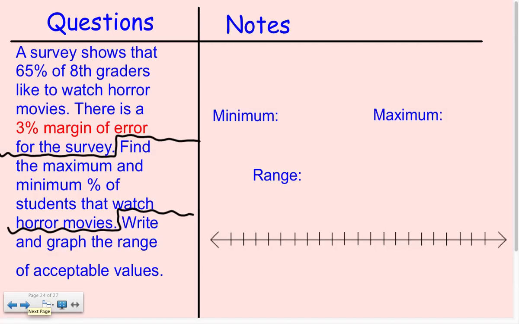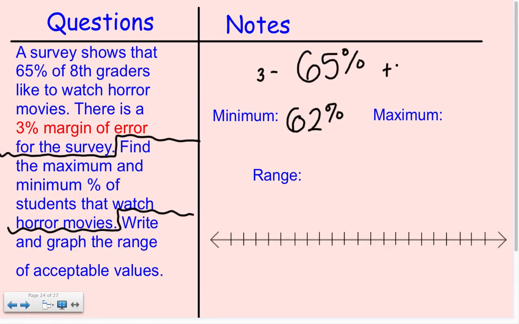Okay, so this time we're starting with 65%. Our margin of error is 3%. So if I subtract 3, I'll end up with 62%. If I add 3, I end up with 68%. So that's the maximum and minimum. That's what the first thing they wanted us to find was. And then our range would be anywhere from 62% to 68%.